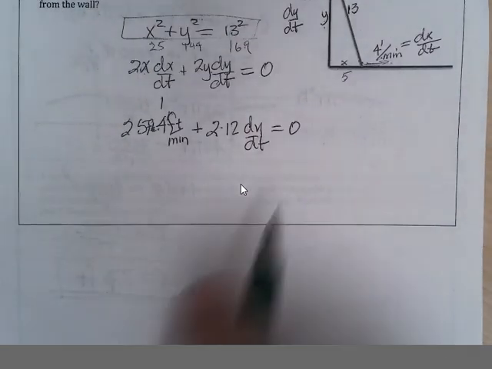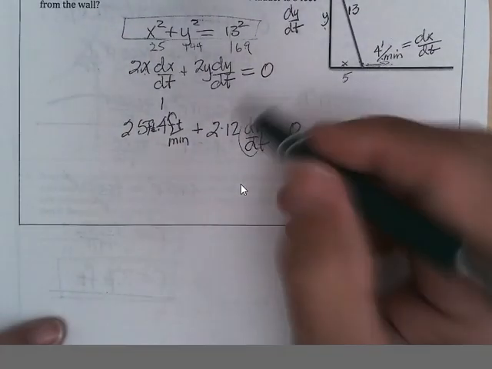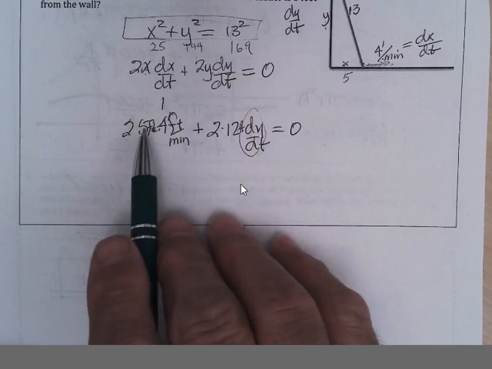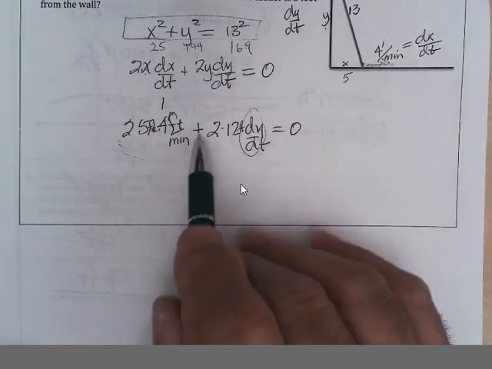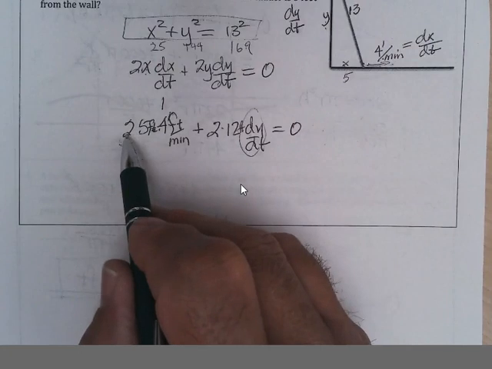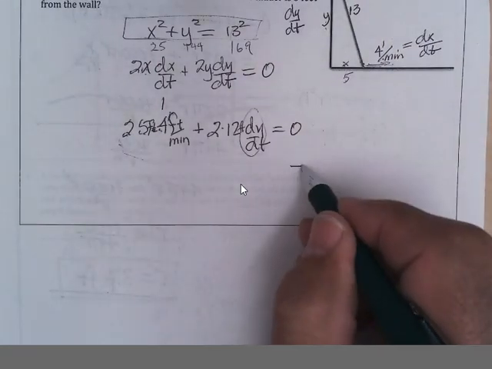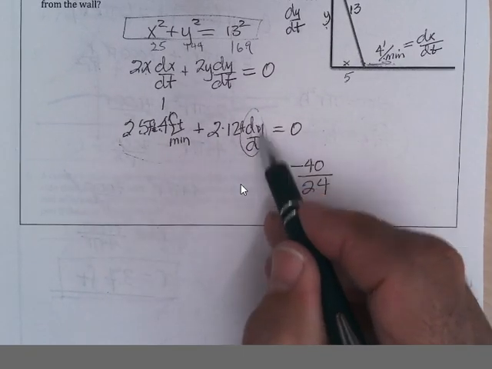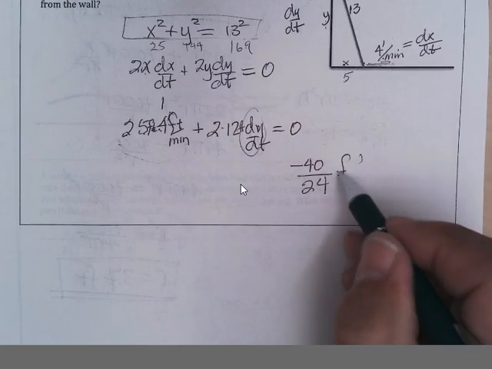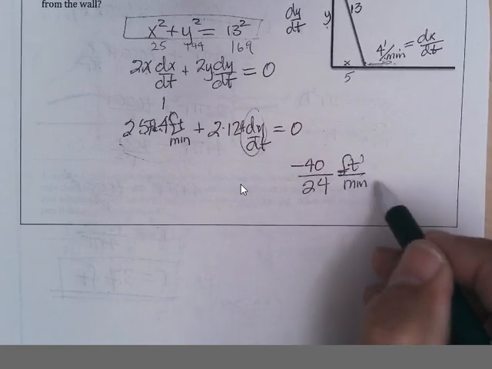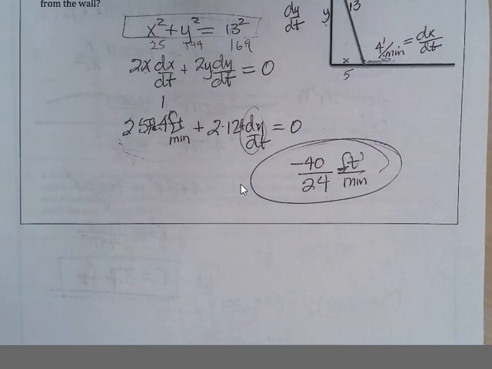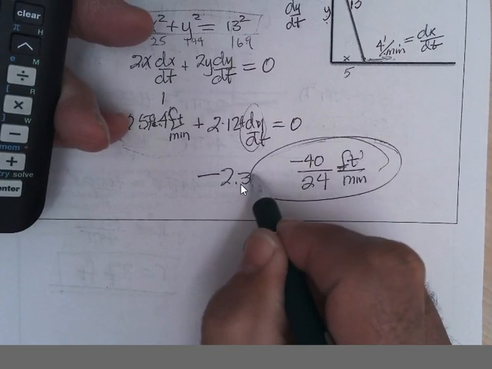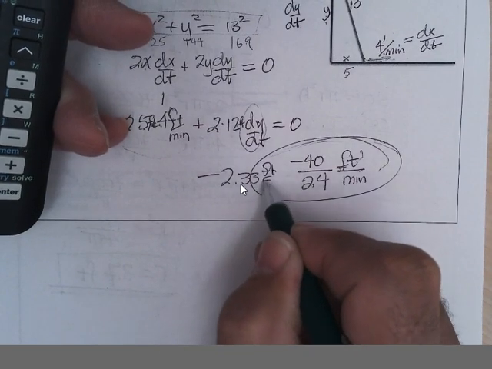So to solve for this, that which we wish to know, and this is 12 feet, we would multiply this together, move it over here, and then divide it by 24. 2 times 5 is 10, times 4 is 40, so we get minus 40 divided by 24, and this would be feet per minute. Now that reduces to 10 divided by 6, 5 divided by 3, 2.33. I believe.